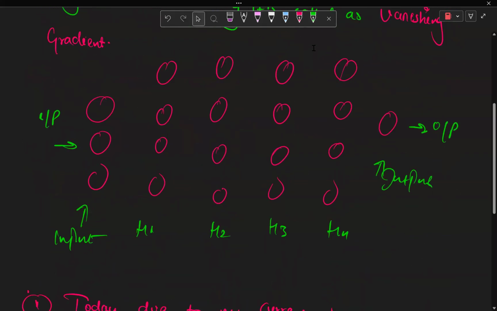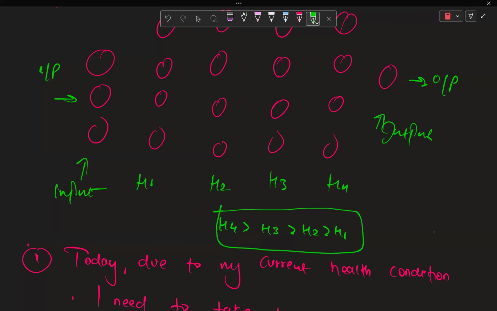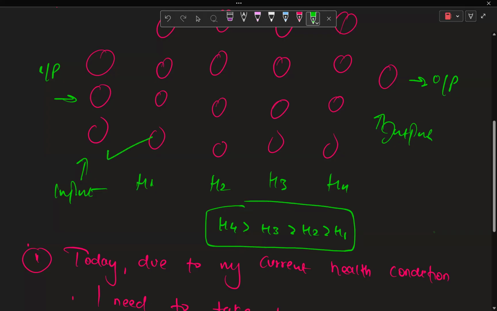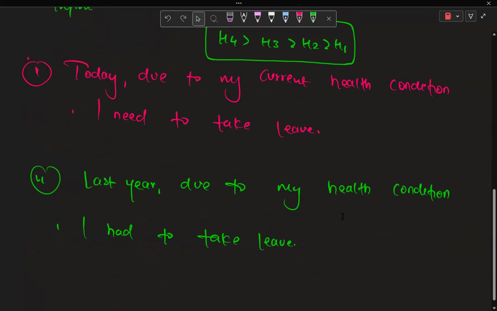I told you here the effect of the most recent layer is higher than the effect of the previous layer. H4, H3, H2, H1. So it doesn't mean the previous layers are not very important. Most of your output basically depends upon the previous layers. If it is getting washed out, that's a problem. See the example. Today, due to my current health condition, I need to take leave. Last year, due to my health condition, I had to take leave. Just read this much of the statement. See, the wording has been changed.